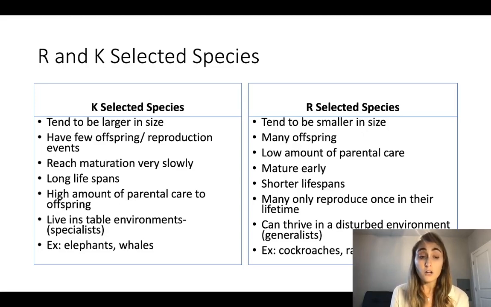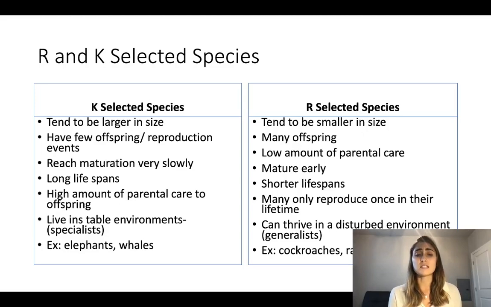They generally have longer lifespans. They have a high amount of parental care to their offspring, meaning they take care of their offspring for a long period of time. Whereas R-selected species tend to not take care of their young. R-selected species have hundreds of thousands of young and they may never actually see them. Whereas a K-selected species is going to have one or two offspring and take care of it for many, many, many years or for a longer period of time.